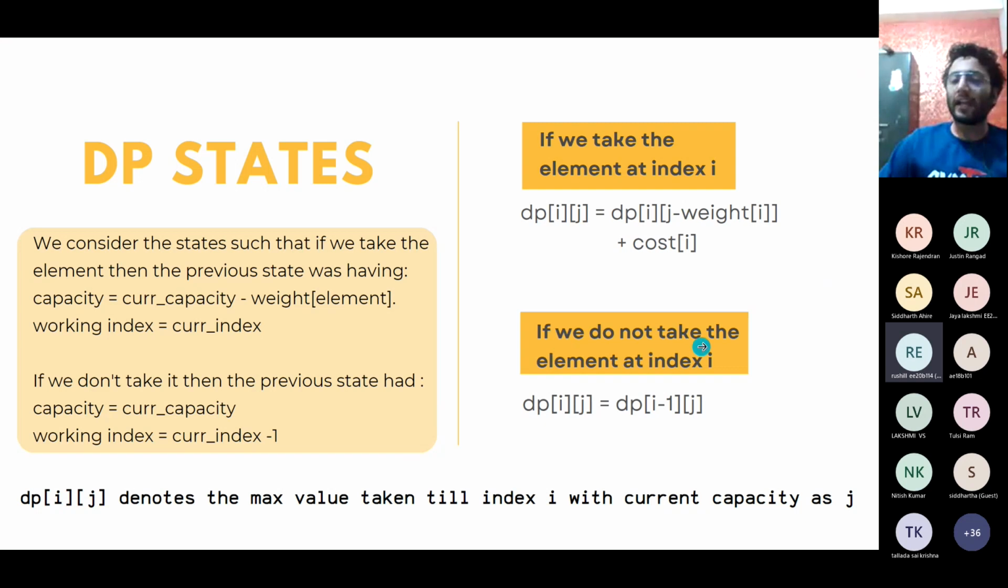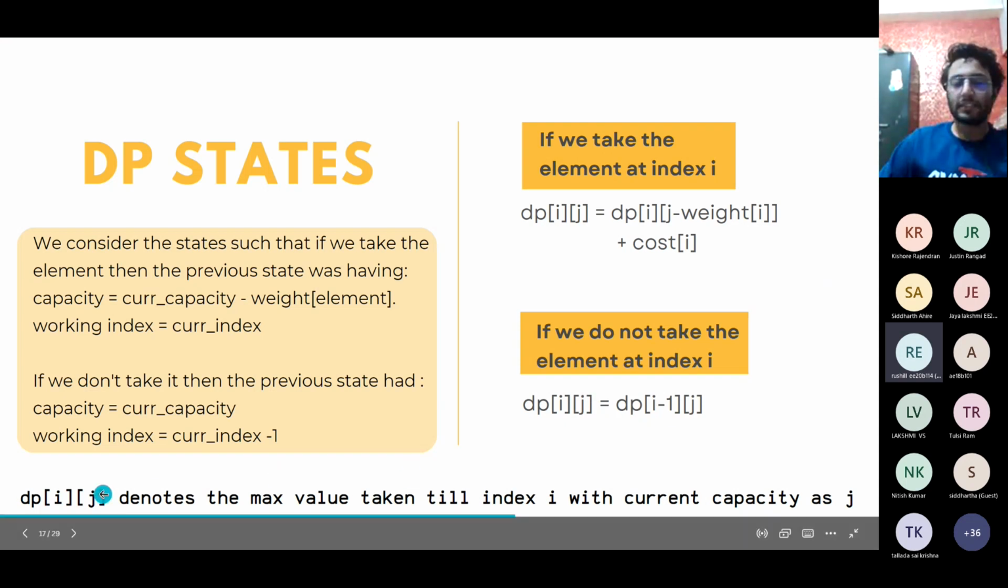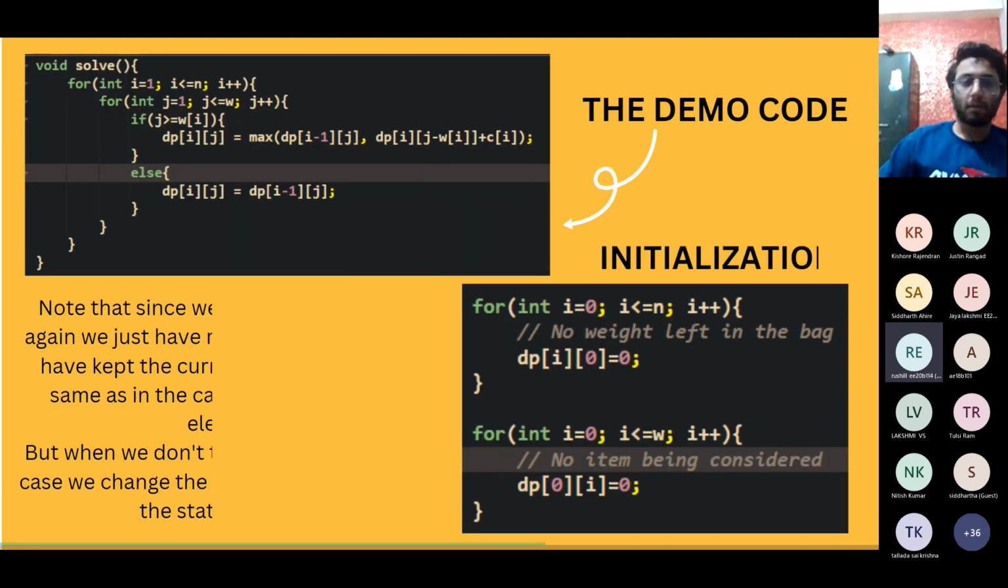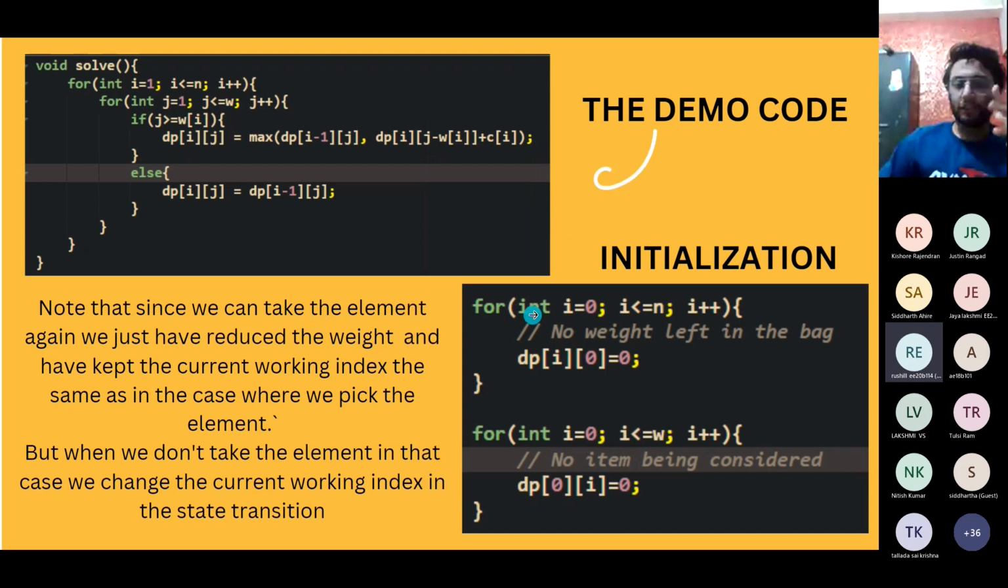So if I do not take the ith item, I get reduced down to a problem of dp of i minus 1 and j, and the dp of i j convention remains the same. dp of i j denotes the maximum value taken till index i with current capacity as j. So this was the knapsack problem, and this is the implementation of this.